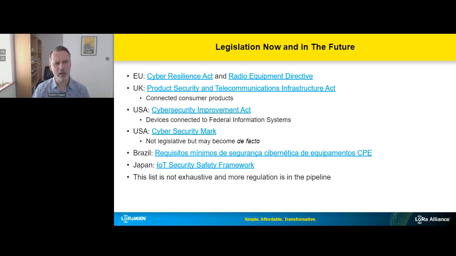Product security in the UK. The Cybersecurity Improvement Act is really for federal information systems, but these often move over to other devices. And the cybersecurity mark is not legislative at the moment, but it's a proposed stamp for devices that could become de facto. In other words, why would I buy a product without one of these on? You just wouldn't. Brazil, Japan, there's a couple of links there. And again, it's not an exhaustive list, and I think more regulation is in the pipeline for a number of jurisdictions.